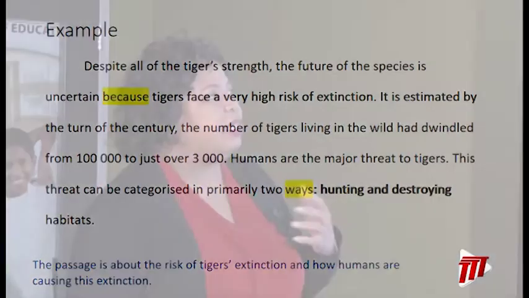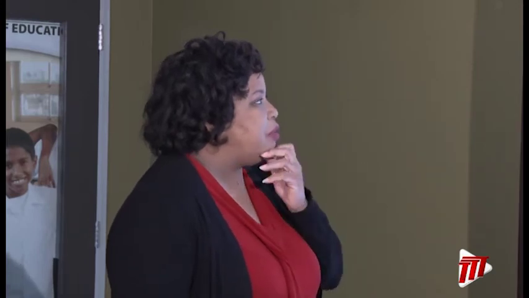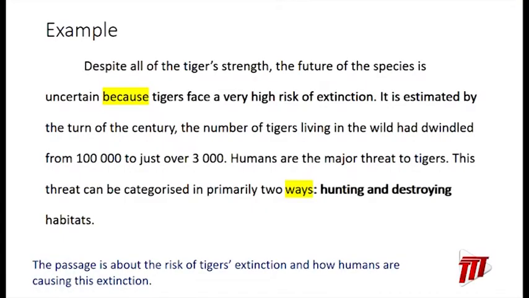So the text structure gives us some hints about causes and effects when it comes to tigers and their risk of extinction. So we're going to identify the causes and effects in this passage. We're coloring the effects in green. The future of the species is uncertain. That's an effect. High risk of extinction. That's also an effect. The number of tigers living in the wild dwindled from 100,000 to just over 3,000. That's an effect as well.